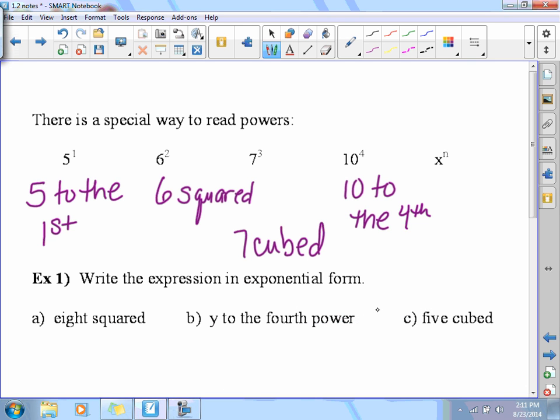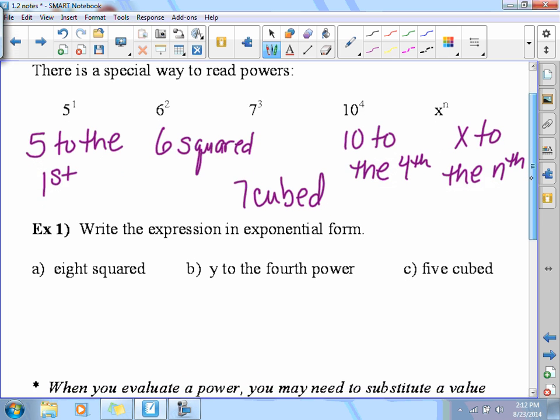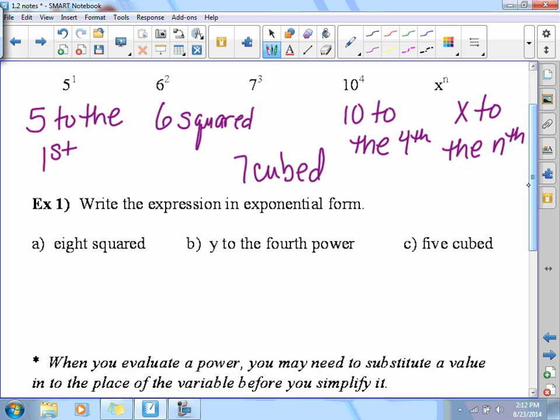And this last one has 2 variables. And don't be fooled by that. It still follows the same rule. It's still 5 to the first, 6 to the second, 7 to the third, 10 to the fourth, x to the nth power. Now hopefully they would tell us what the values are for those variables, so then we could evaluate that expression some more and simplify it. But if not, that's how you would read it.